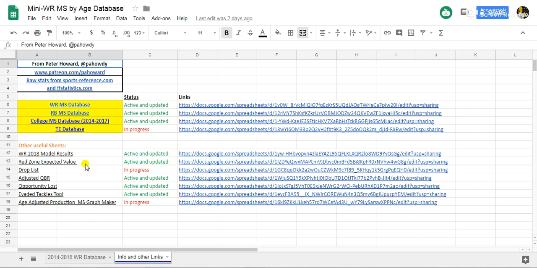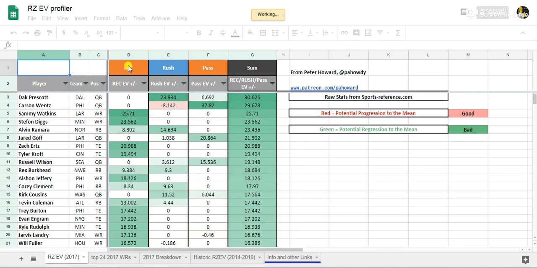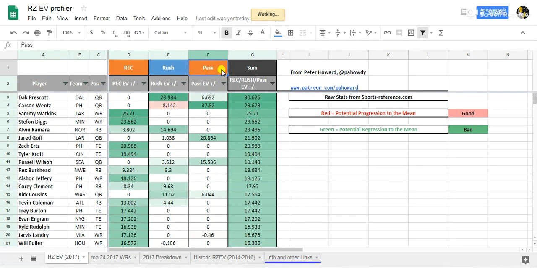Now, where is it? RedZone expected value is my EV profiler. So if you just click on that link, it takes you straight to where I've been posting pictures of expected value based on over or under producing touchdowns in the red zone. The first tab here, as you can see, has it broken down by receptions, rushing attempts, and also passes. And then I've got a sum column, just to make it easy to sort for running backs who have positive or negative values in receiving and rushing. I thought that might be helpful.